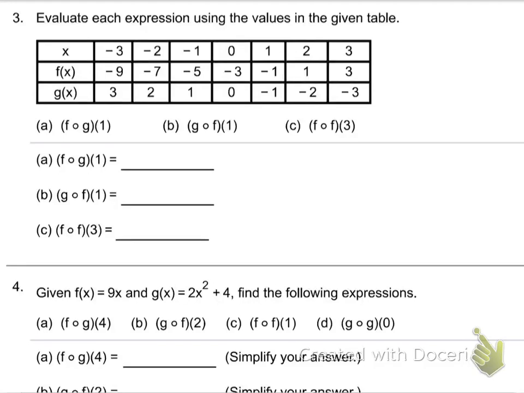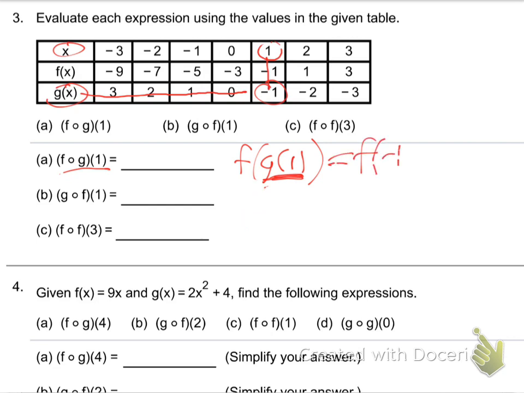Okay, problem 3. They're asking f of g of 1. What does that mean? That means f of g of 1, like that. So you start on the inside, you've got to find g of 1. What do they mean, g of 1? Well, you go up here for the input. That's the x. And you want g of 1. So you go across on g, down on 1, boom. So that inside becomes negative 1.